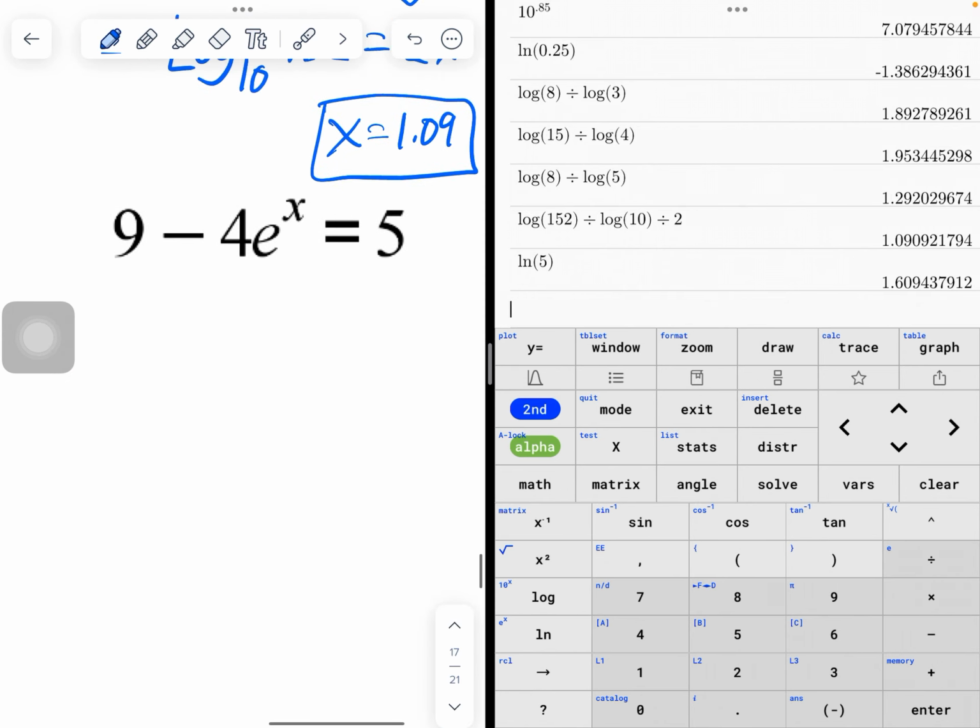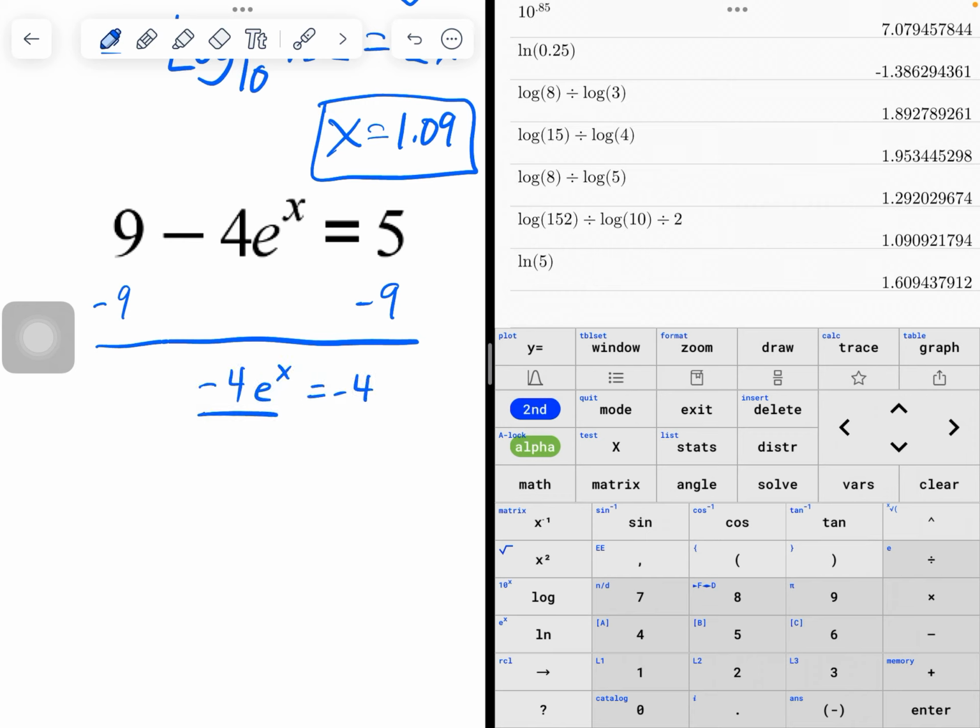Okay, here's this one. We're going to subtract 9 because we want to isolate the e to the x part. So it would be negative 4, e to the x equals negative 4. We're going to divide by negative 4. We'd get e to the x equals 1.